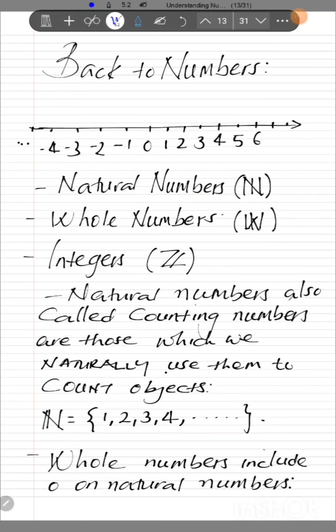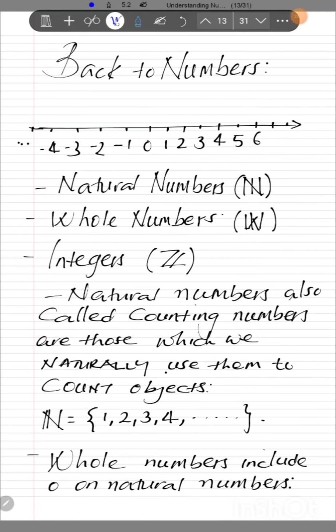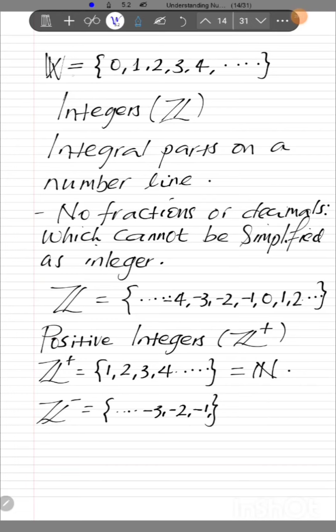The next set of numbers is whole numbers. Whole numbers are natural numbers, but it adds what? 0. It includes 0 as well. All the way from here is whole numbers. From here is a natural number. So any natural number is part of the whole numbers, in fact. So whole numbers are natural numbers and 0 is included. The symbol for whole numbers is W, which is 0, 1, 2, 3, 4, and so on and so forth.